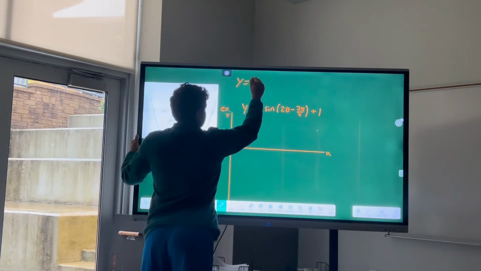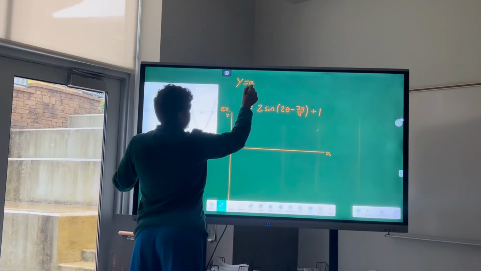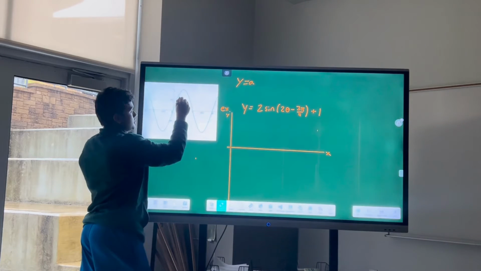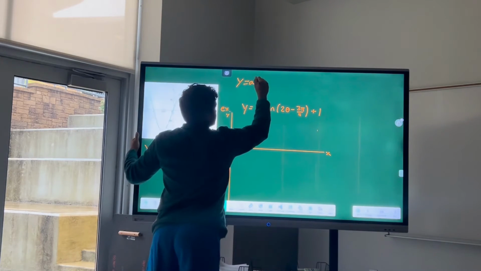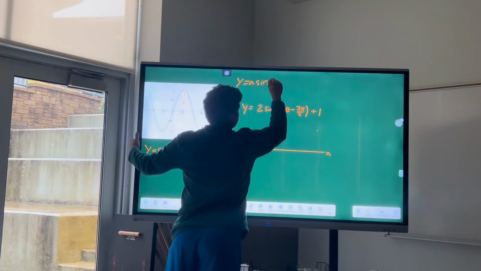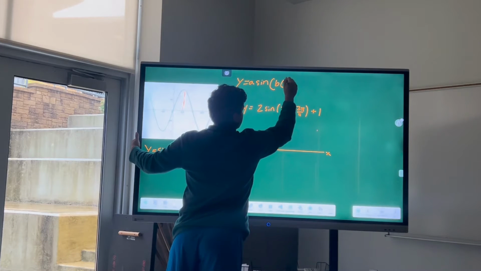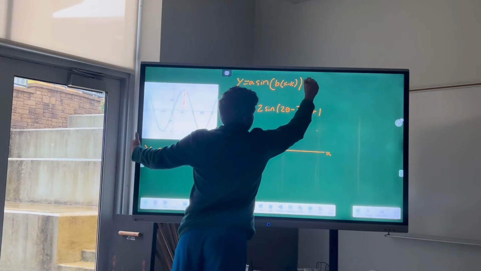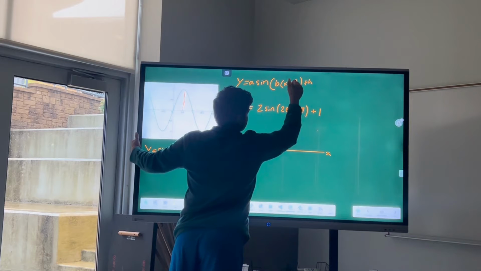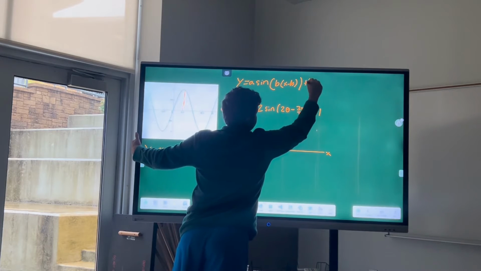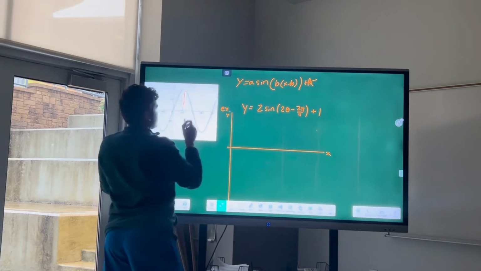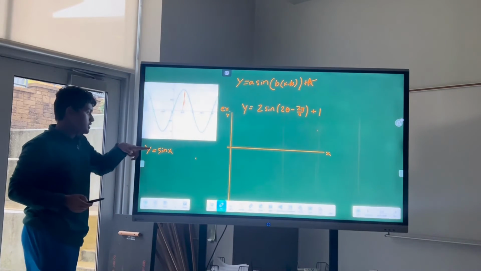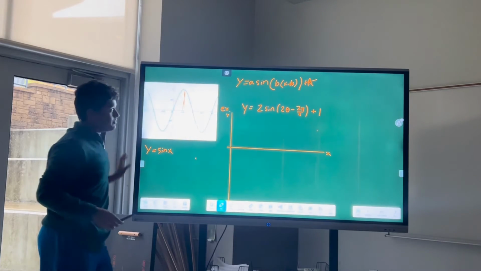It's y equals a sine b x minus h plus k. Sorry, these should be flipped. This is an h and this should be a k. So our a, as we explained, is going to be our vertical stretch, just like any other function. And our parent function is actually just 1. That's why it goes up to 1.